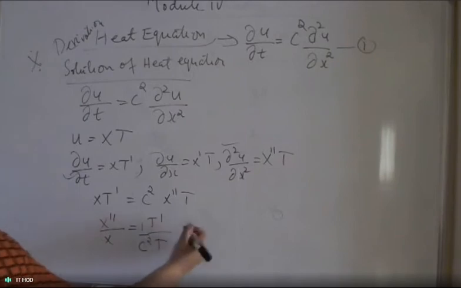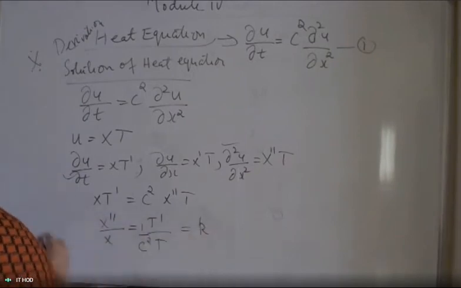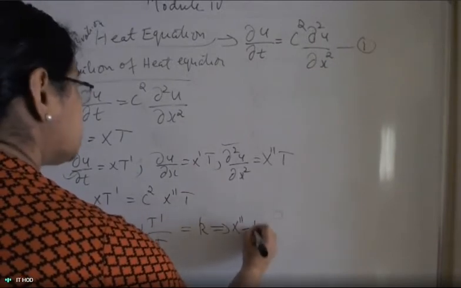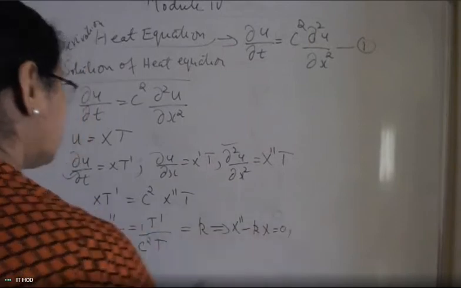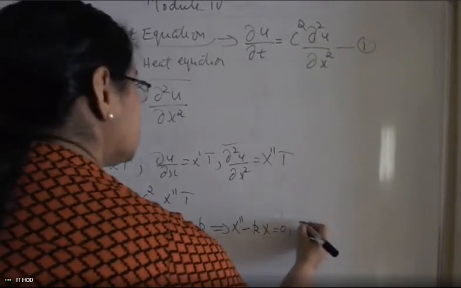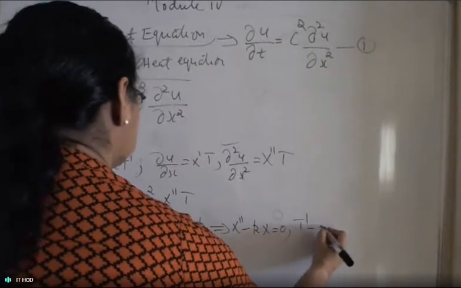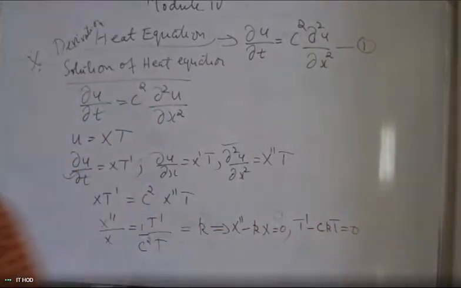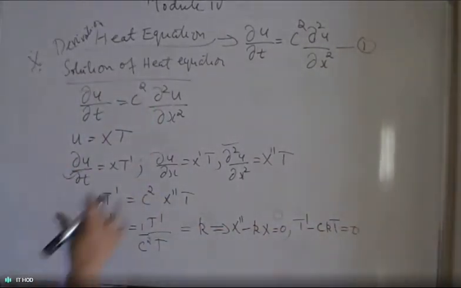Once you got this, you have to equate this to k, right? Then you can write X double dash minus k X is equal to 0. That is one equation. The other one is T double dash minus c k T is equal to 0. So that's the same procedure. Do I need to explain the whole thing or are you fine with that? Understood, ma'am. This is fine. That's fine? Yes. Okay. So we will move to the problem.